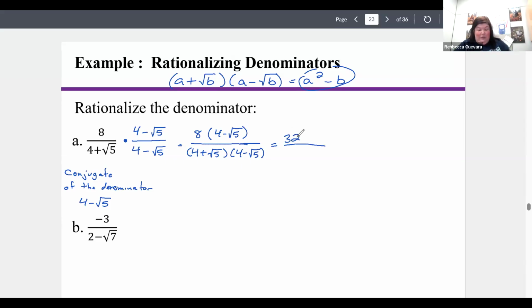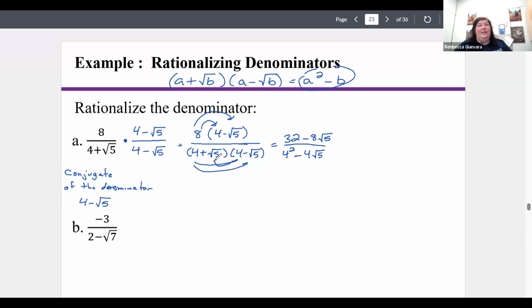So we end up with 32 minus 8 times square root of 5. So I just distributed that 8 across. Distributive property here, 4 times 4 is 16. 4 times, well, let me leave it at 4 times 4 first. So 4 times 4, so 4 squared. And then we're going to have 4 times minus 4 times minus square root of 5. So that's minus 4 times square root of 5.